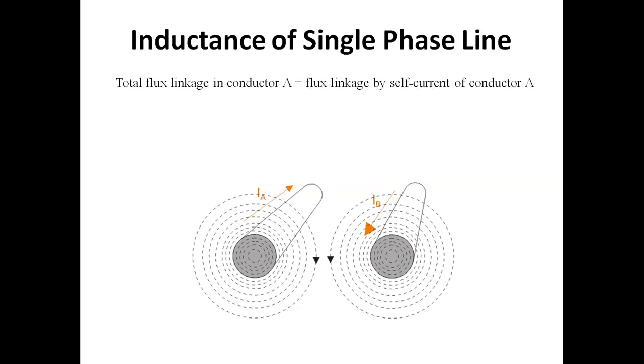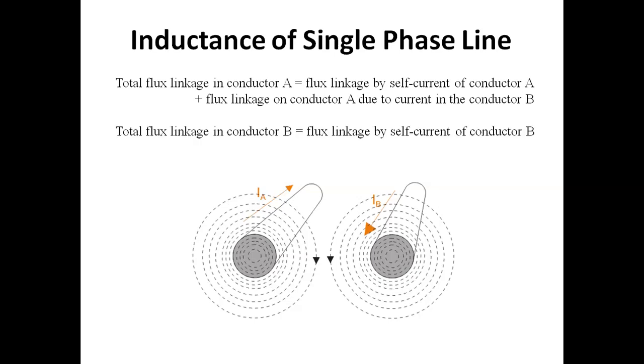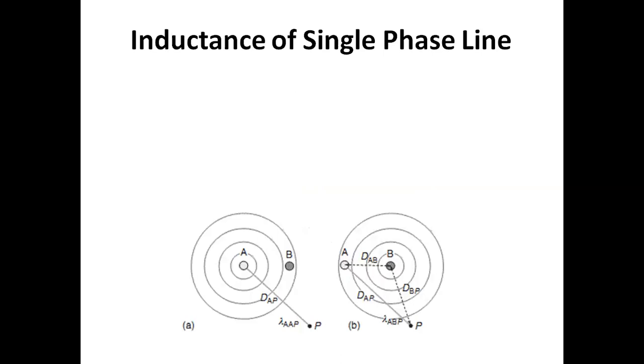So the total flux linkages in conductor A are due to the flux linkages by its own current IA, plus the flux linkages due to the other conductor's current IB. So it has two flux linkages. Similarly, conductor B has flux linkages due to its own current IB plus the flux linkages on B due to current IA. So the total number of flux linkages is 4, and these 4 flux linkages we have to consider.